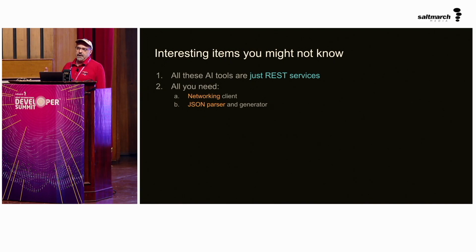So all we need is a networking client to send a message to, and they all work with either GET or POST. You don't generally, I'm trying to think if I've ever seen a PUT or a DELETE. No, I really haven't. They all are GET or POST, and the GET models are very limited. It's usually just finding out what models are available, and everything else is a POST. So we'll use POST messages for everything. And now, of course, Java has a networking client built in.